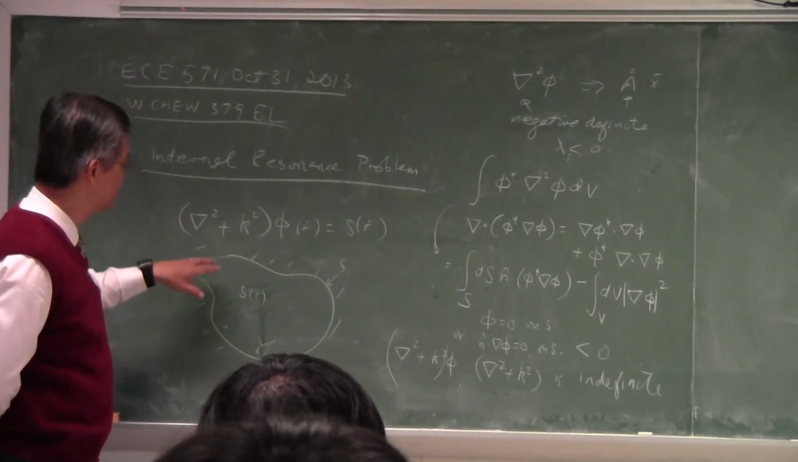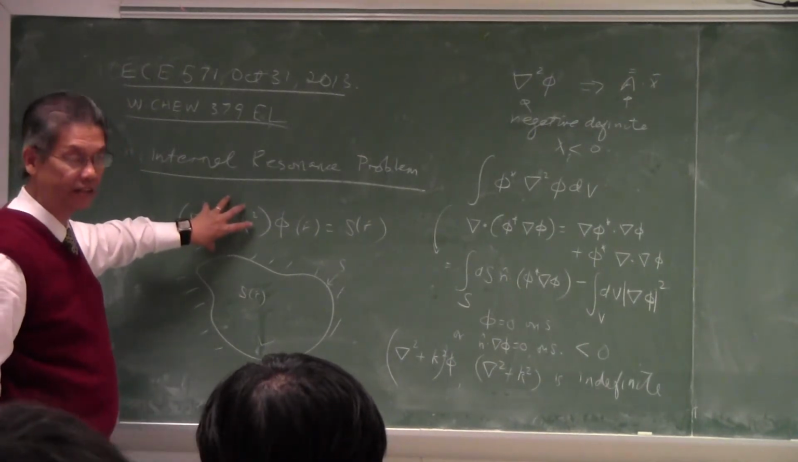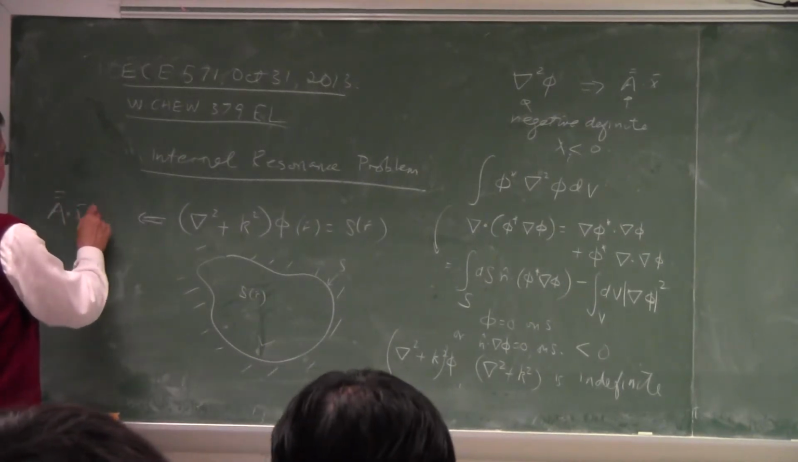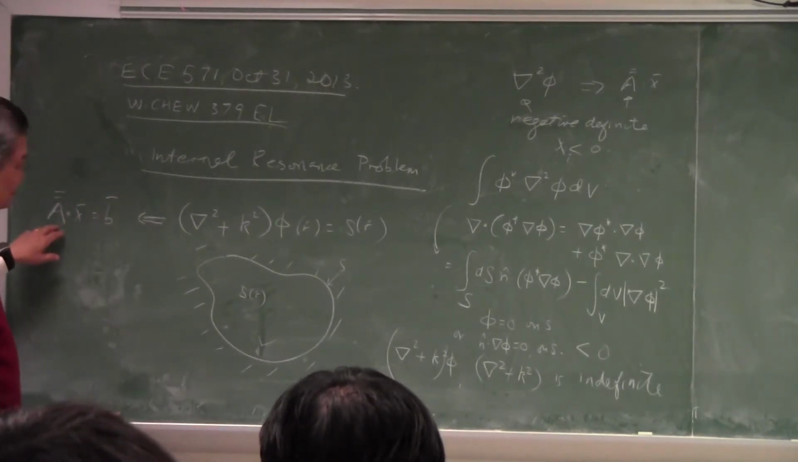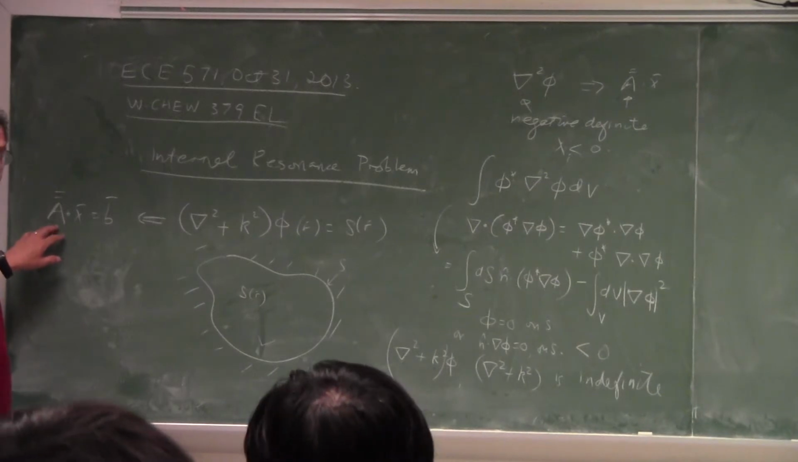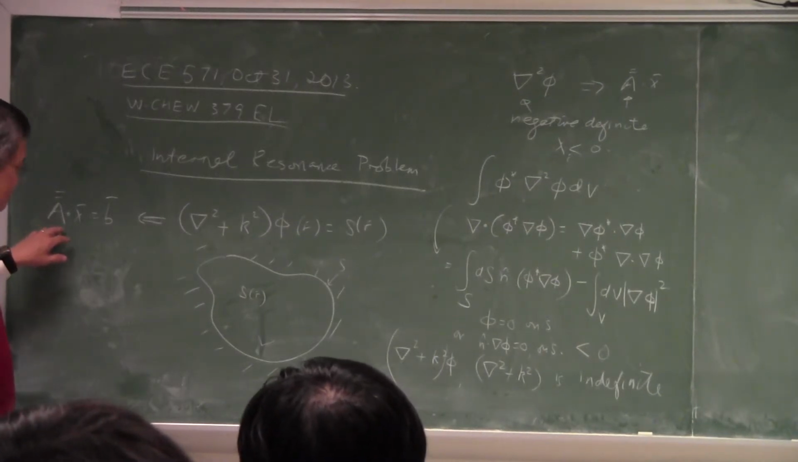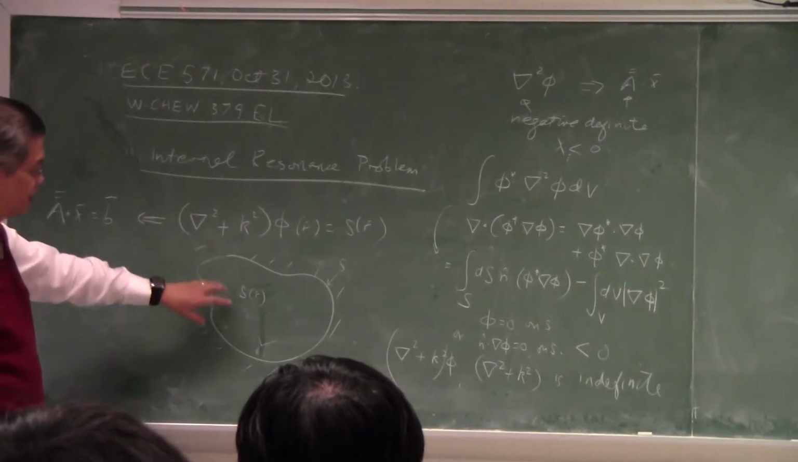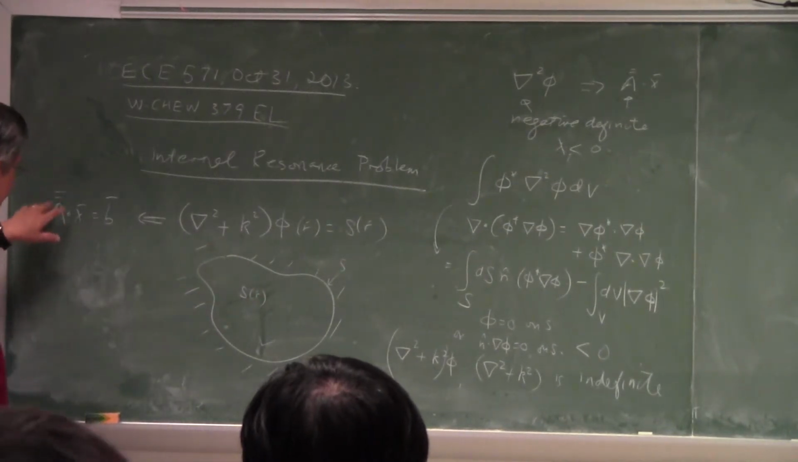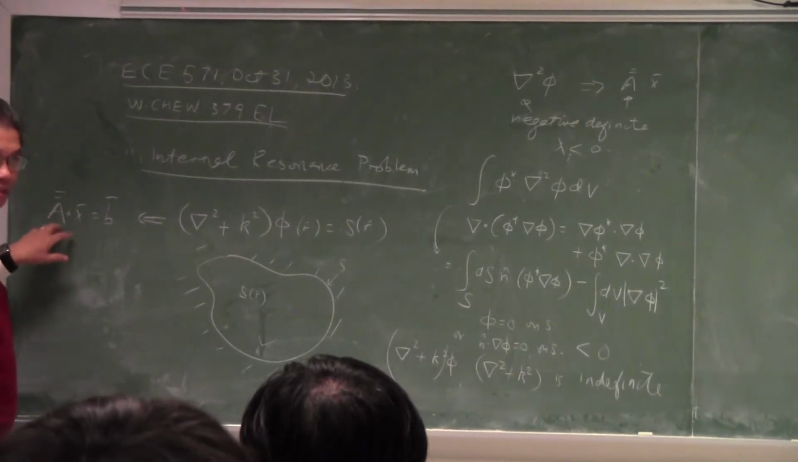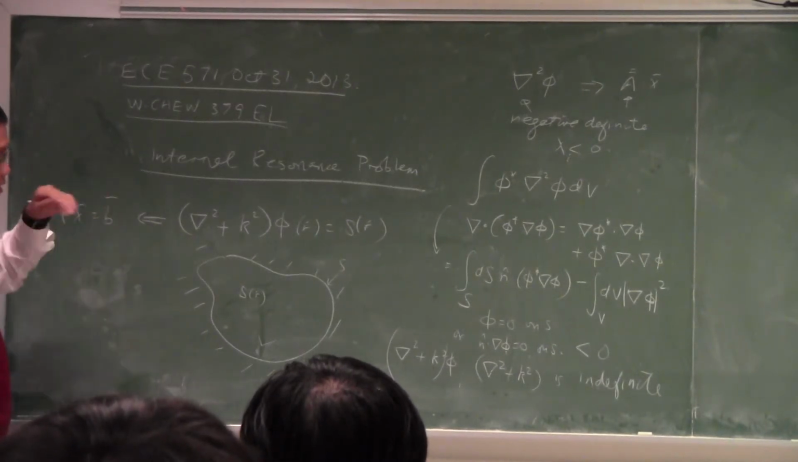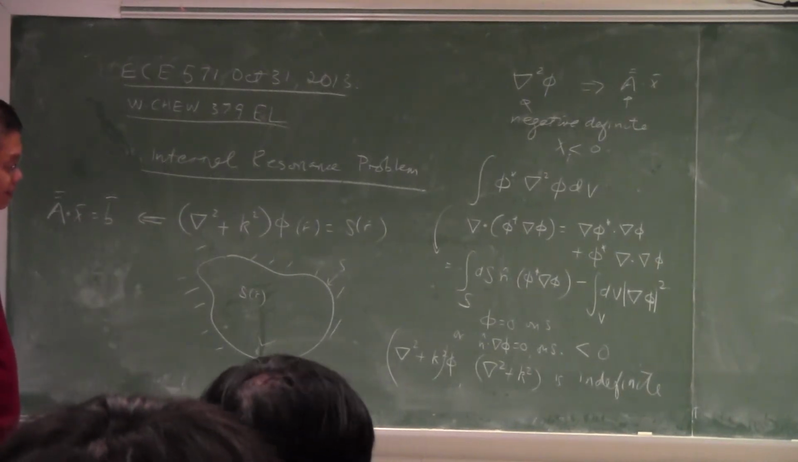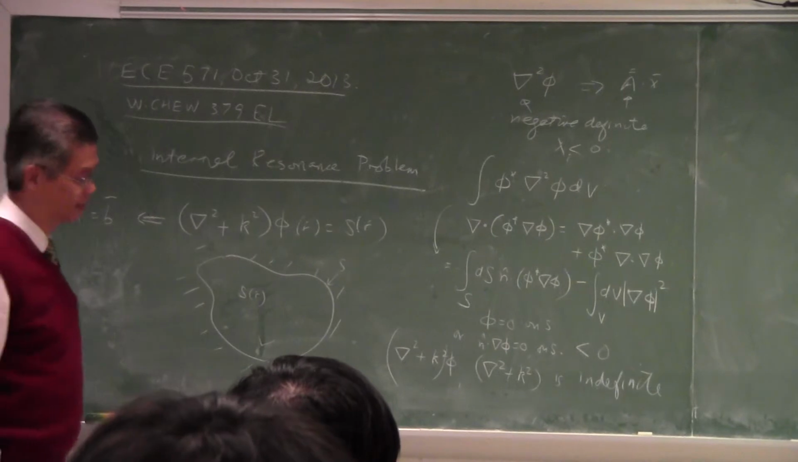That gives rise to a problem. If we convert this into a matrix equation, A·x equals b, sometimes this has positive eigenvalues, sometimes negative eigenvalues, and sometimes it has 0 eigenvalues. And when it has 0 eigenvalues, you cannot solve this problem. When this matrix has 0 eigenvalues, the system is not invertible. This is known as the internal resonance problem, and it gives rise to numerical difficulties in a lot of examples.